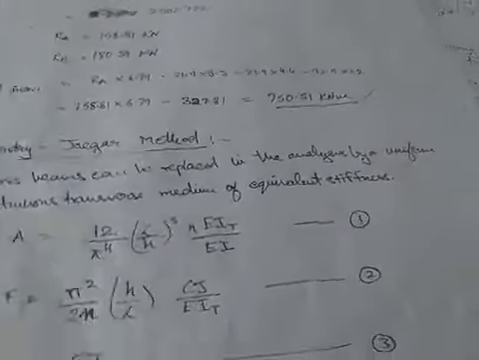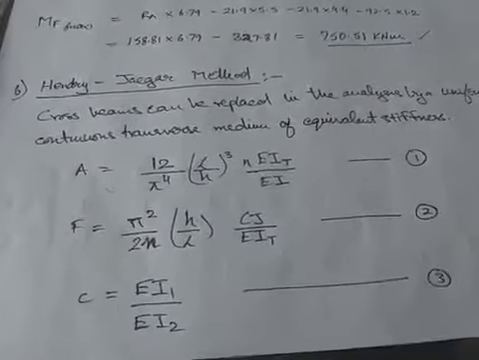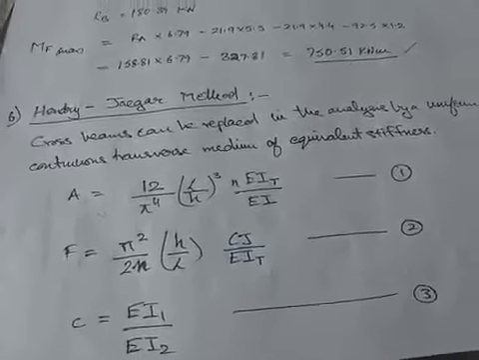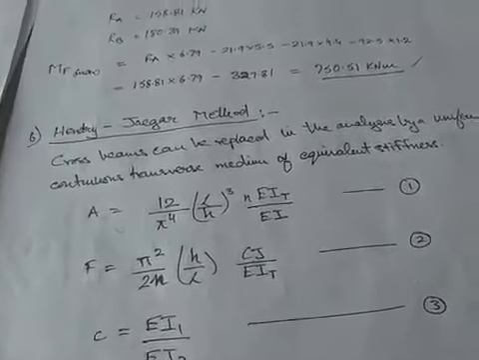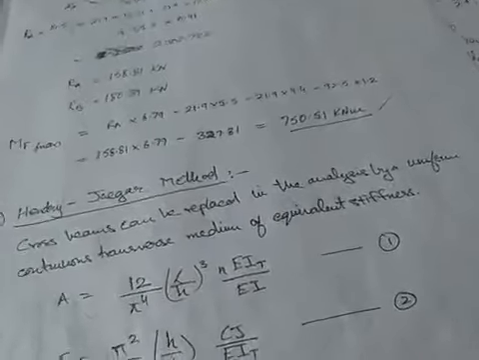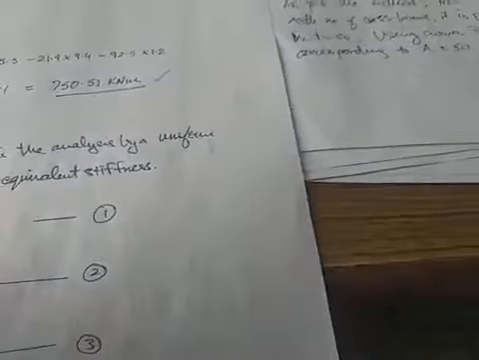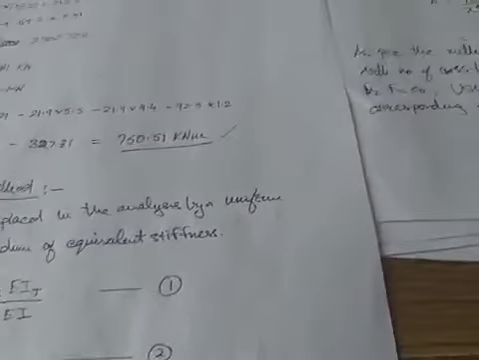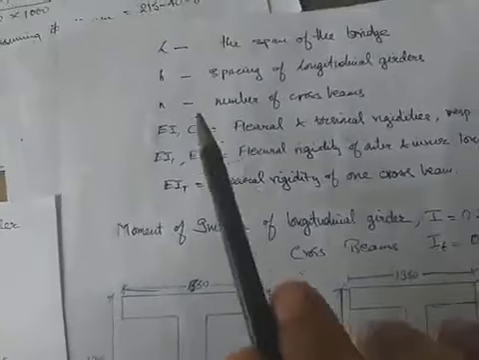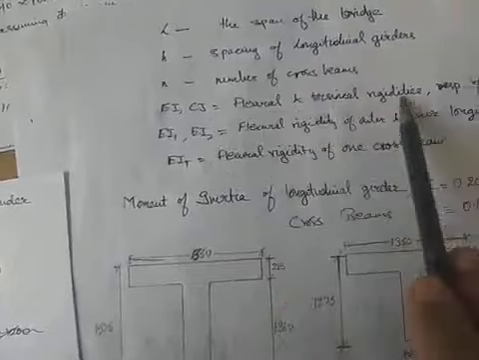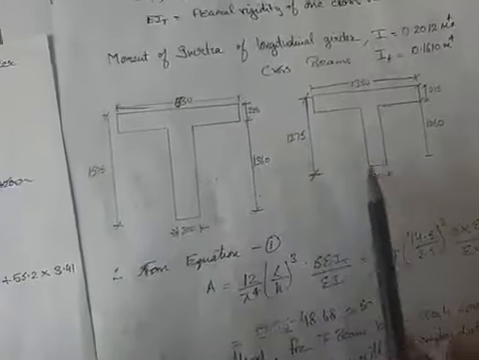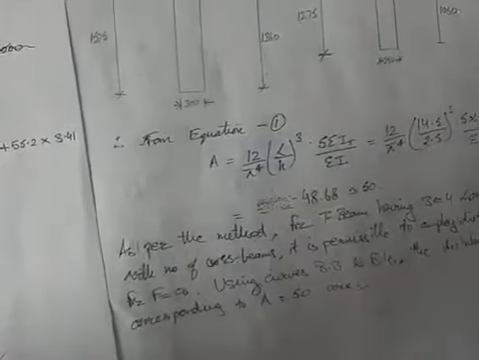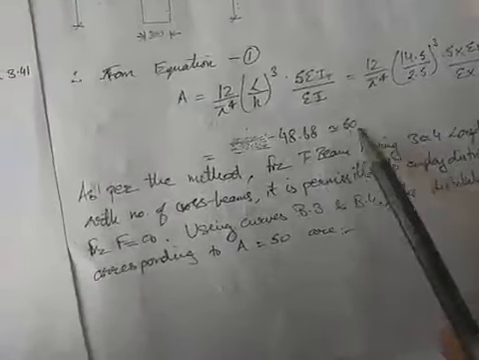Then we have the second method, where there are three equations as you see in your picture. A is 12 divided by pi raised to power 4, L by H whole cube, and N into E I T divided by E I. I T is the moment of inertia of the cross beam, I is the moment of inertia of the longitudinal beam, L is the total span, H is the spacing of the longitudinal beams. So L is the span of the girder, H is the spacing of the longitudinal girders, N is the number of cross beams, EI for longitudinal girders, and EIT for the cross beam. I have drawn the sections here, and from here you can calculate the moment of inertia for the two sections. When you substitute into A, you get this value as approximately 48.68, which I have taken as 50.